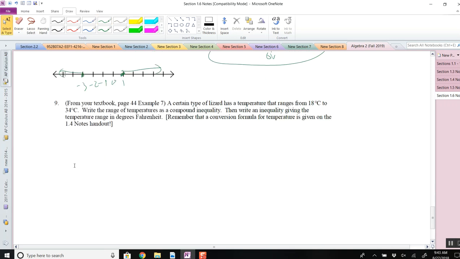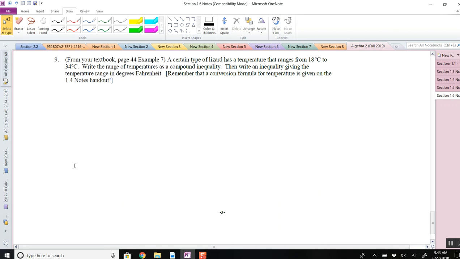Okay, last one. Number 9. So a certain type of temperature ranges from 18 degrees to 34 degrees Celsius. Write the range temperature as a compound inequality, then write it in Fahrenheit, which requires a conversion. Well, it's pretty easy. It doesn't say if it's inclusive, so we'll just say it's inclusive. I'll just add that. You're supposed to be told that, I think. But you know, that's how you could show the temperature range.